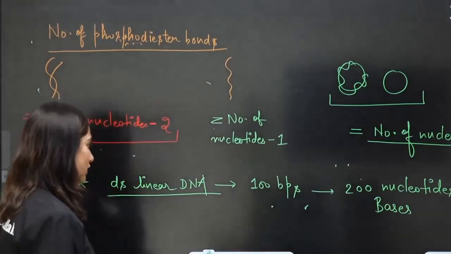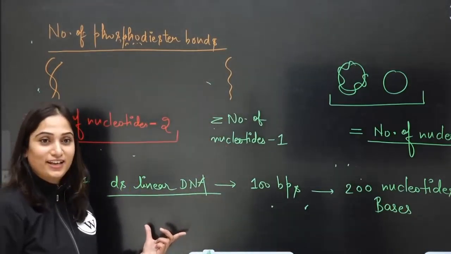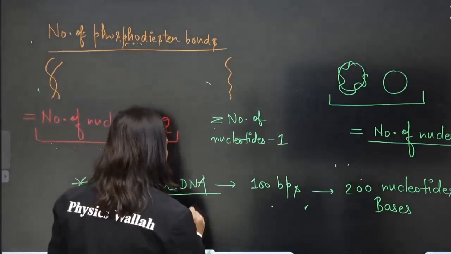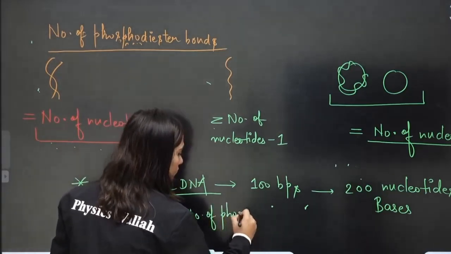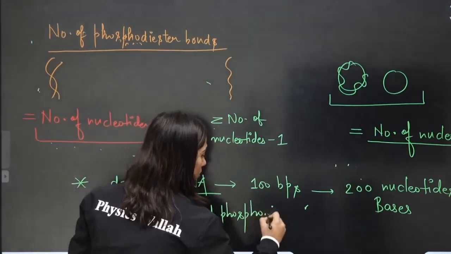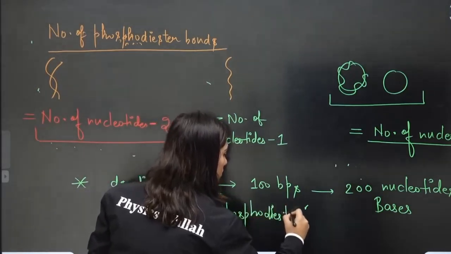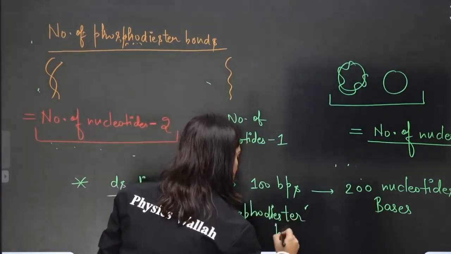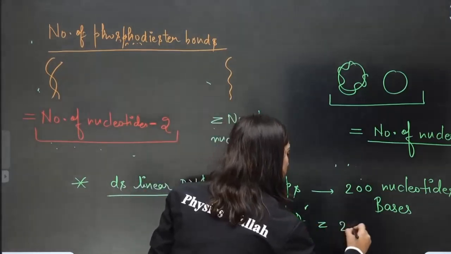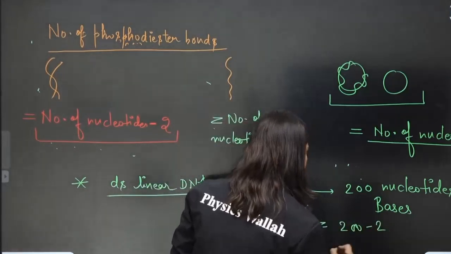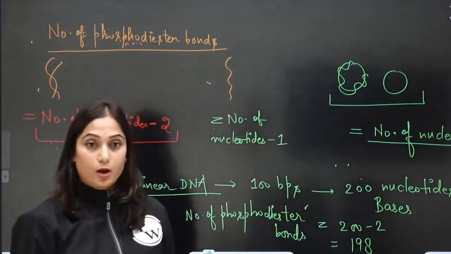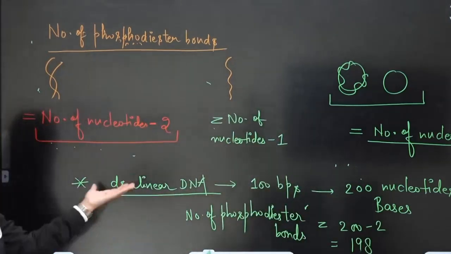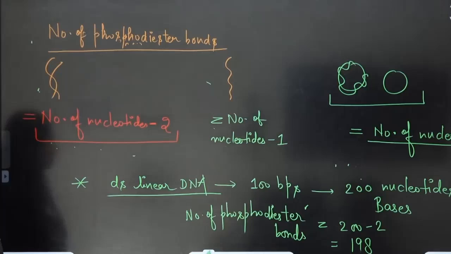And now we can calculate the number of phosphodiester bonds. The number of phosphodiester bonds will be equal to 200 minus 2. That comes out to be 198. So this is how you can directly apply these formulas to calculate the number of phosphodiester bonds.